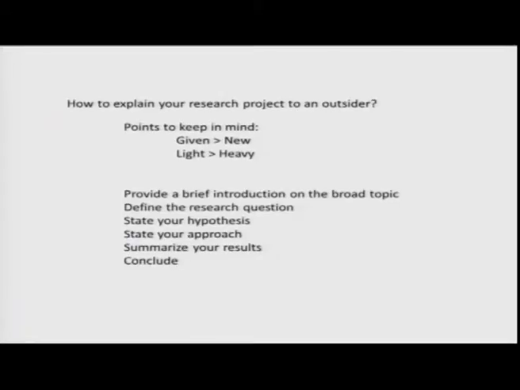The first thing is that you should use this principle, given and new, light and heavy, for each one of the other bullets that are listed. Provide a brief introduction to the broad topic. You cannot start with something so specific and expect the other person to know what you are doing. It has to be a very broad aspect, and then define the research question. So you give an introduction and ask the question: this is the question that I am addressing and why that question is important.